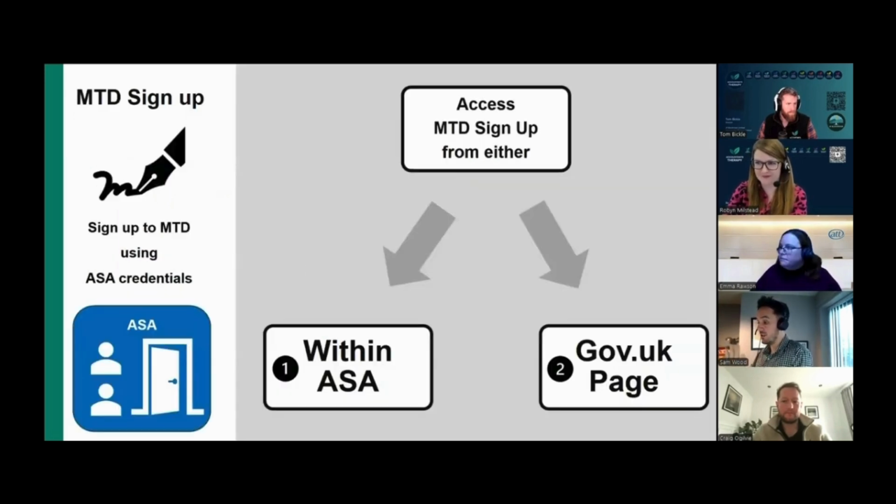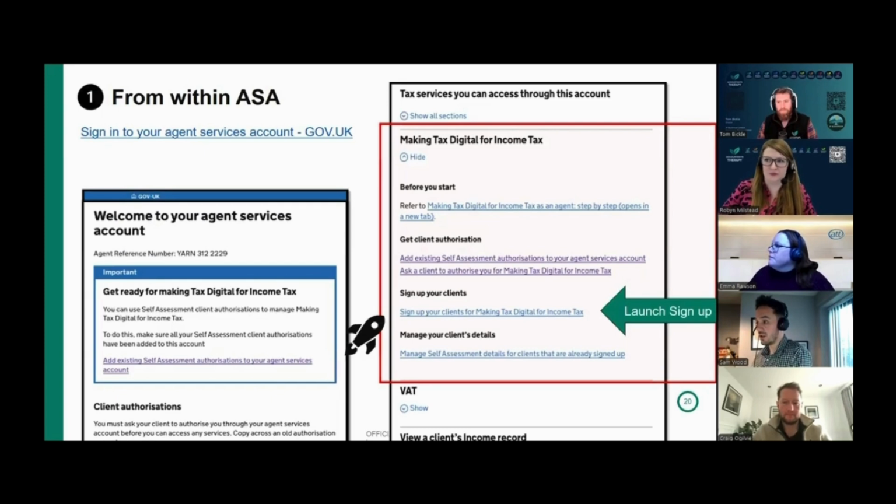So there's two places that this can start. Like I said, one is from within the ASA itself. The other is a gov.uk page. On the agent services account, this is where you will go. So there's a section called Making Tax Digital, and there's a sign up your clients bit. You can click there. You're already logged into your agent services account.